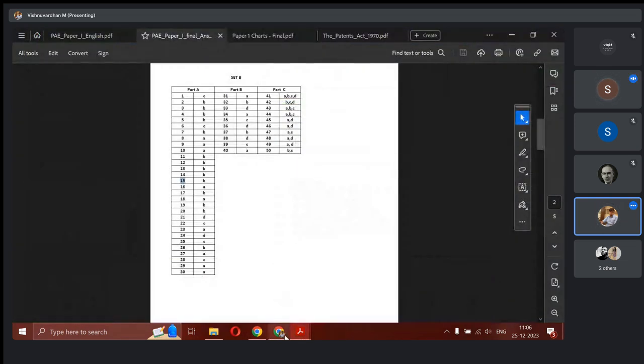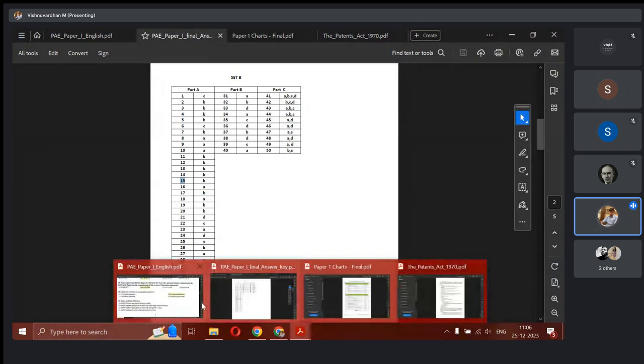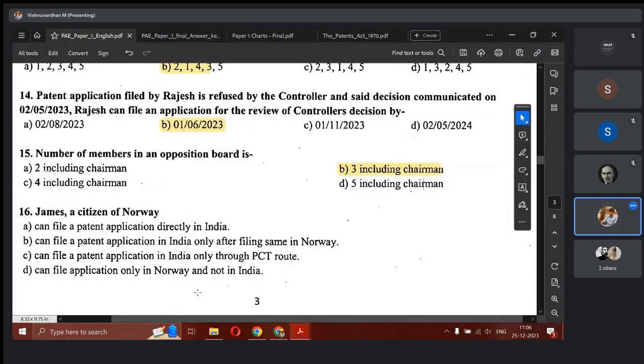Where are we? Question number 16, right? So I'll be starting. Everyone mute your mics. Is everyone back? Kaushik is back. Saptarshi is back. Uttam is back.